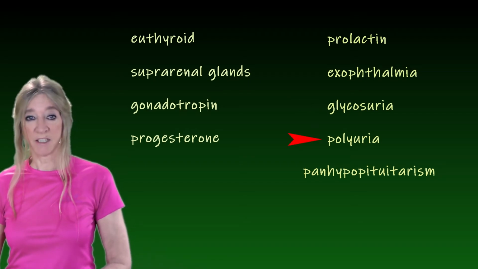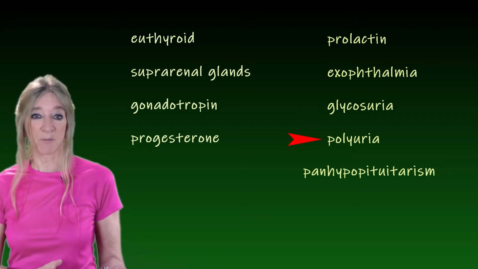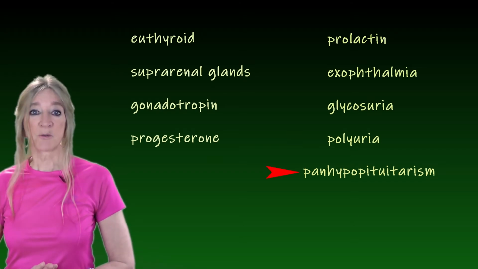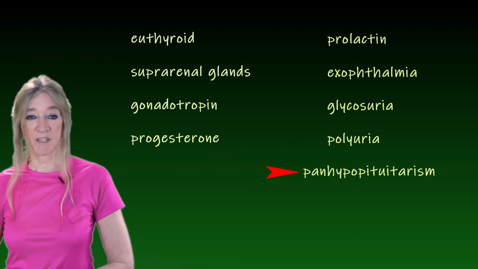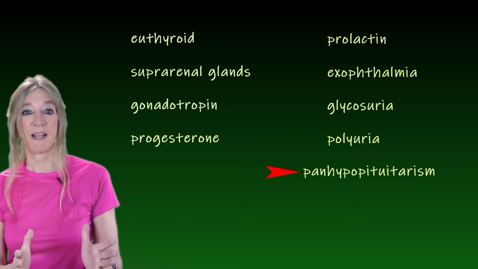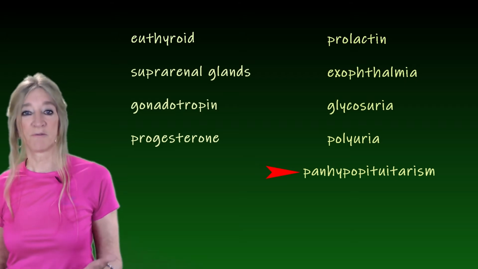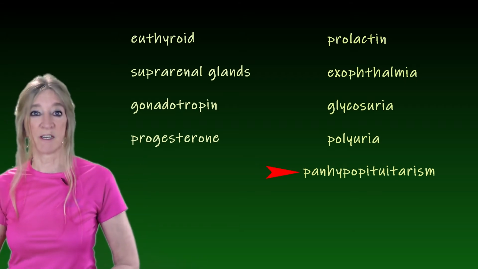The next word, polyuria. You know that poly means much. Polyuria is excess urination. The next word, panhypopituitarianism. You've seen that root pan in pandemic. It means total. This is total deficiency of the pituitary gland.